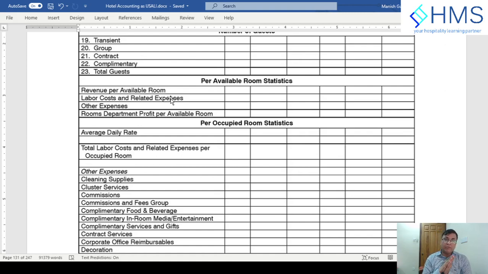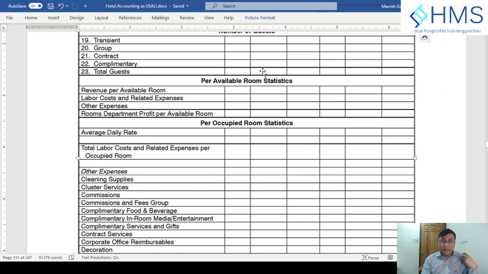Per available room, so that you can understand the nature of fixed expenses, which is usually the labor cost and its related cost, and for other expenses in group, and the total departmental profit per available room. Same statistics you can get per occupied room, again labor per occupied room, and then the other expenses, cleaning, cluster, communication, as we have discussed earlier.